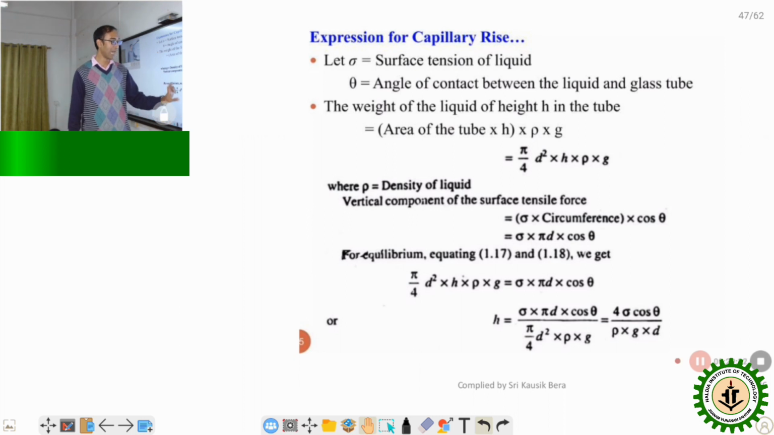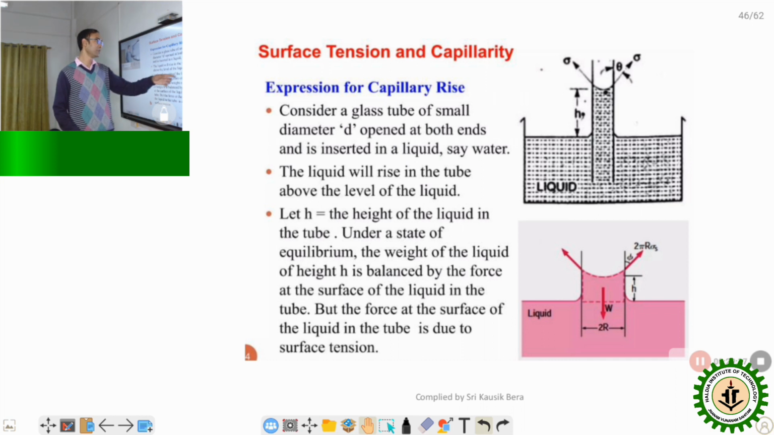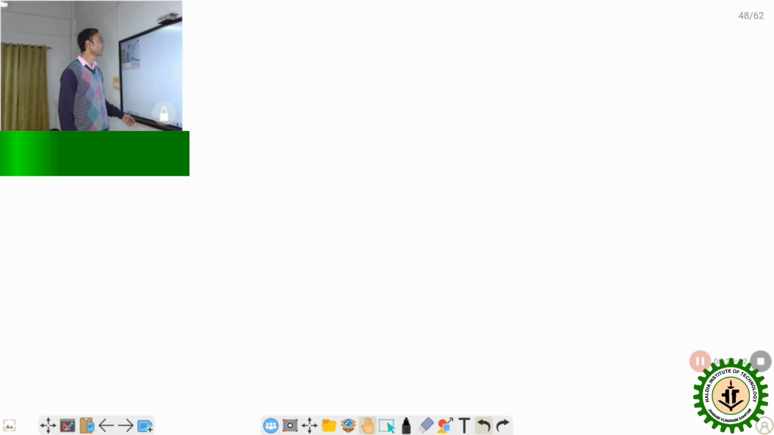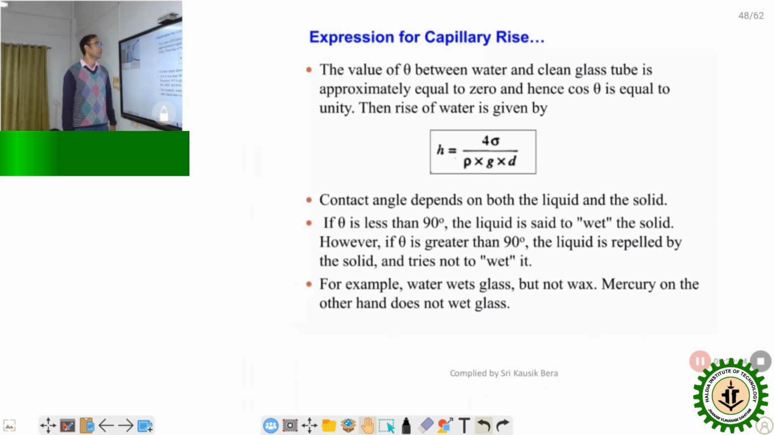So the height of rise, or height of capillary rise in the capillary tube, h is 4 sigma cos theta by rho g d. This is the very important thing, where we can find out this h value with respect to the equation. So we can express h equals 4 sigma cos theta by rho g d, where D is the diameter of the glass tube.